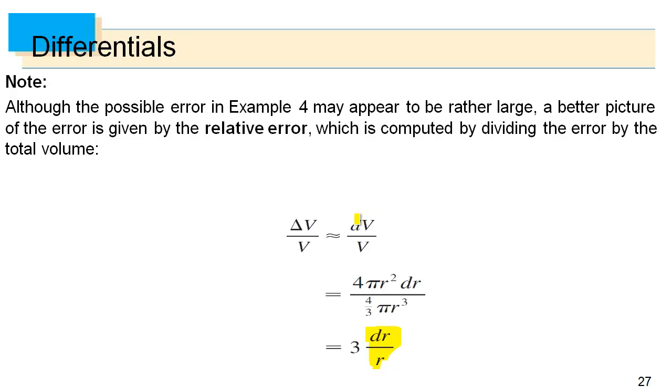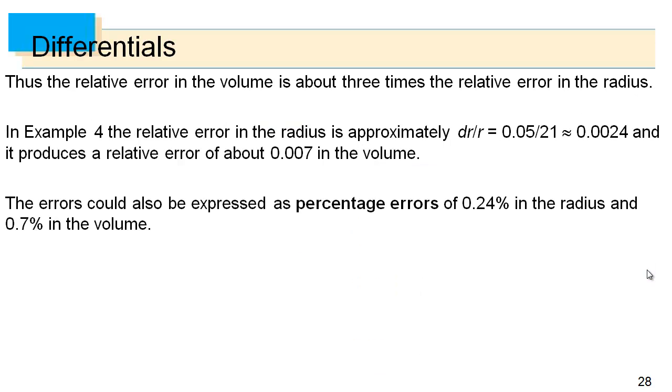So it just tells us that the relative error in our volume is equal to 3 times the relative error in our radius. Our relative error for our radius was the 0.05 divided by the size of the radius, which gives us this very small fraction. And when we multiply that by 3, we get a little bit bigger, but still relatively small fraction. And then if we talk about these in terms of percentages, it's just easier for lay people to understand it. This 0.0024 is 0.24%, and this 0.007 is 0.7%.